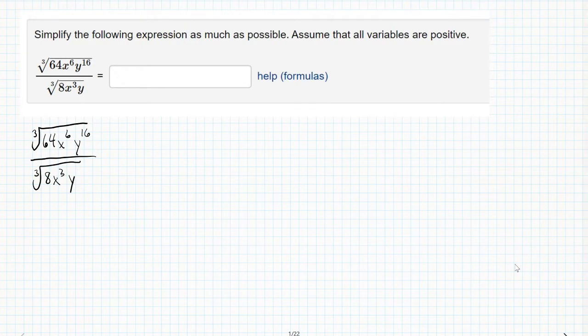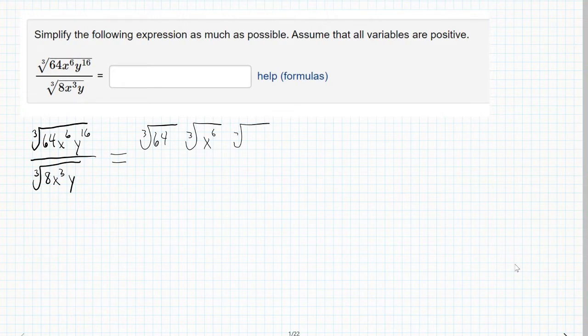Okay, so if we're going forward from there, what do we do? Well, we have that first part written down. When you see this cube root, it is multiplication all the way across, and that's different than addition. So this allows us to rewrite this as the cube root of 64 times the cube root of x to the 6th, and then times the cube root of y to the 16th, all over the cube root of 8, the cube root of x cubed, and the cube root of y.